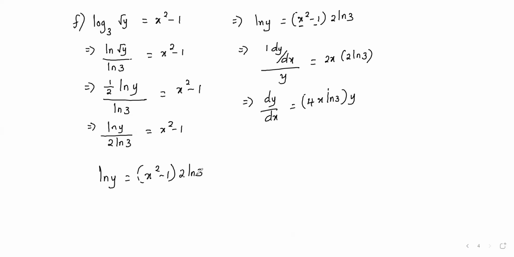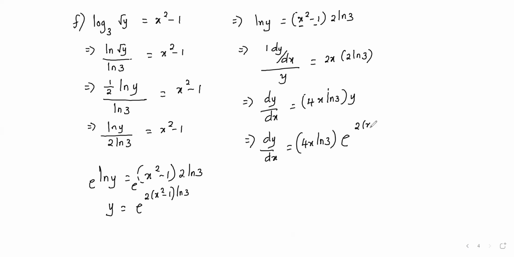2 ln 3. Because here, if I apply e, I'll remain with y equal to e^(2(x squared minus 1) ln 3). You see that? So you could write it in different ways. So then if I want, I'll come back here and say, okay, my dy/dx is actually equal to 4x ln 3 multiplied by e^(2(x squared minus 1) ln 3). Like that.